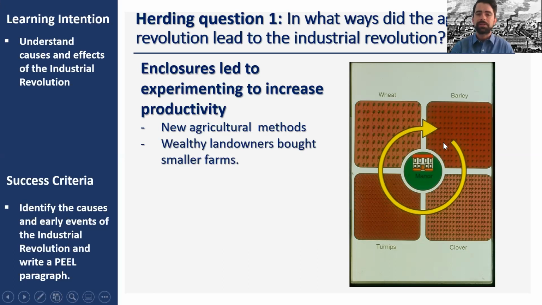Okay, what started to happen with the enclosures is that you can see in the middle who is the manor, which was like the rich person in the middle that owned all the land, started to buy up, almost like a monopoly, buying up smaller farms around and expanding their land and making it so that they controlled an incredibly large amount of land. And this really had a tremendous impact on small farmers.